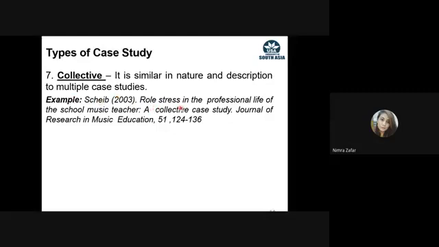Example is role stress in the professional life of the school music teacher. Role of stress in the professional life of a school music teacher, a collective case study. So you will not study a single teacher, you will study music teachers in different cases, in different schools, and then you will find out the role of the stress in their professional life.